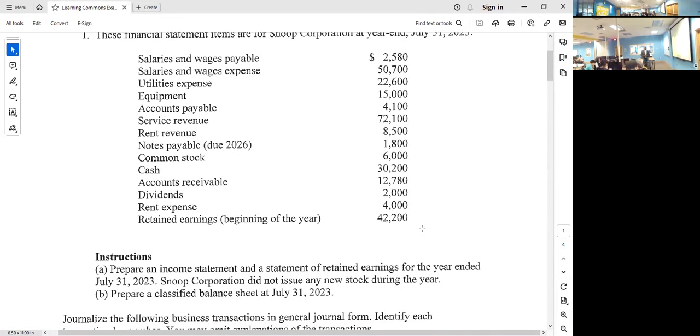So we're doing the classified balance sheet. You're gonna have to split your current and your non-current assets up, as well as your liabilities. I'll show you in a minute how it's split up. But that's a good question.